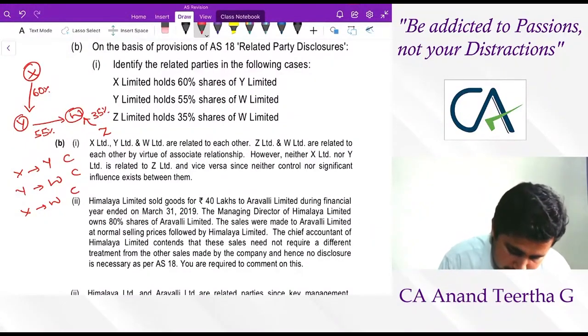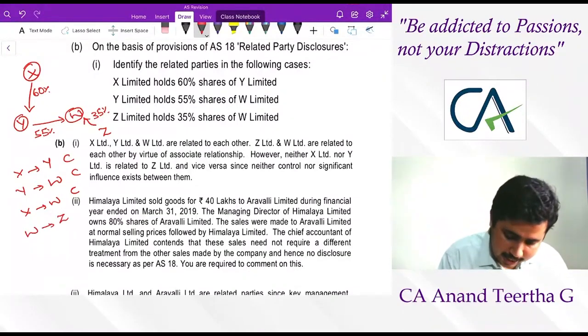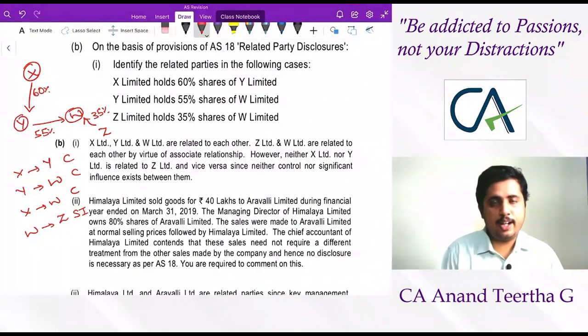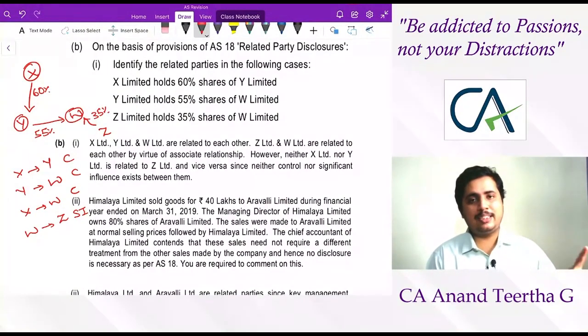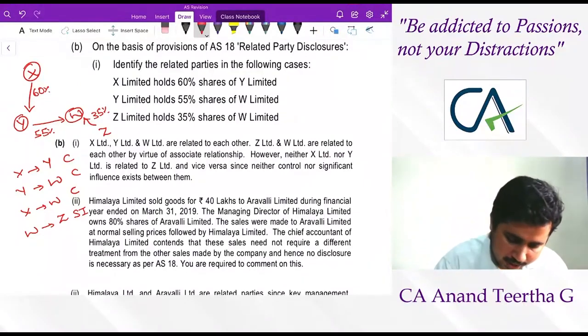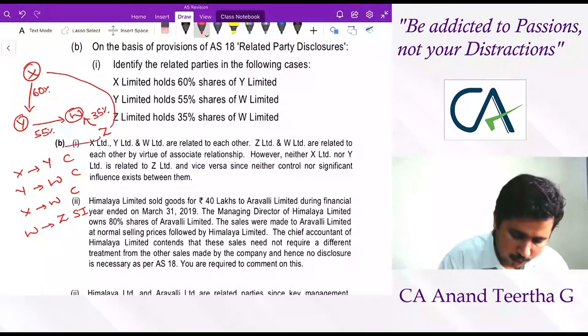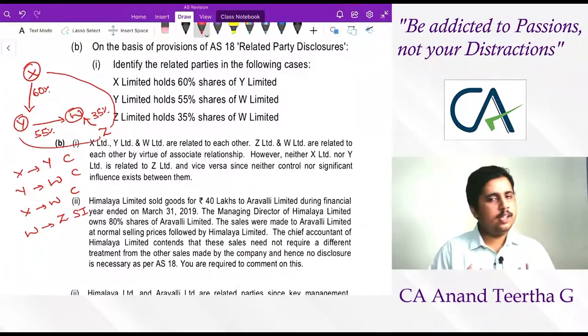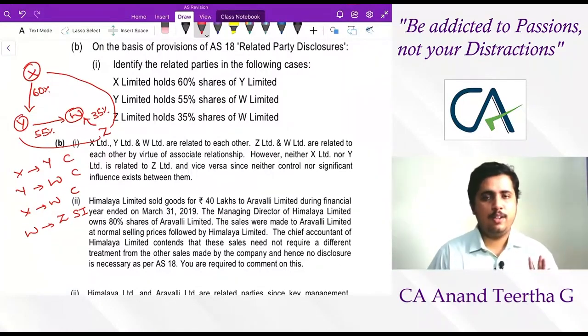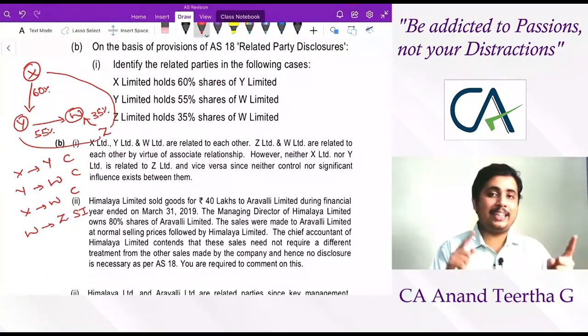What about W to Z? There is again significant influence. So they are related party. So X and Y are related, Y and W, and X and W. So X, Y and W are related party. Z and W are related party. But is there any connection between Z and X and Z and Y? No. It's not getting controlled. There is no common control, nothing. Therefore, Z is excluded from related party between X and Y.